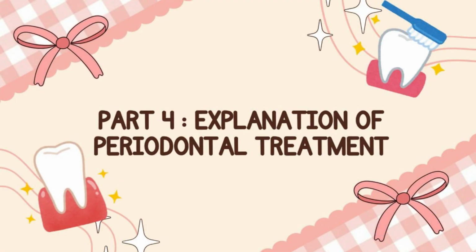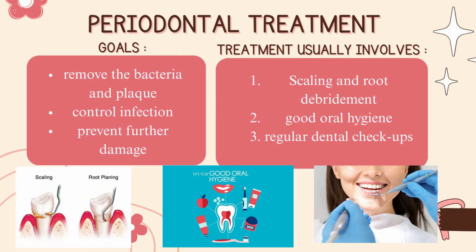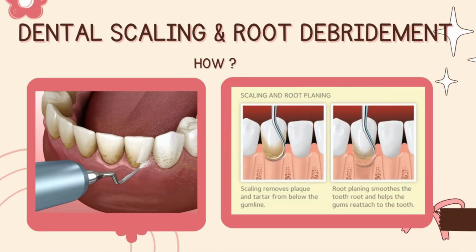Since your gums are showing signs of periodontal disease, there is inflammation and some bone loss around your teeth. The goal of periodontal treatment is to remove the bacteria and plaque causing the problem, control infection, and prevent further damage. Treatment usually involves scaling and root debridement, good oral hygiene at home, and regular dental checkups. I recommend starting with scaling and root debridement to remove all the plaque and bacteria around your gums.